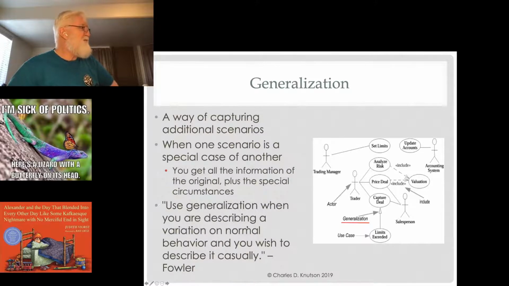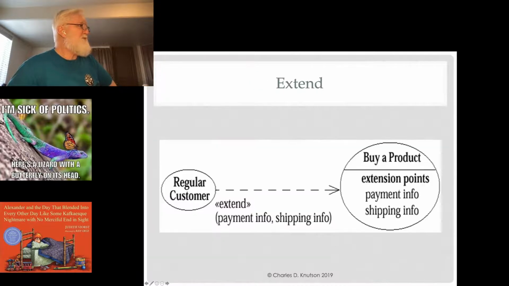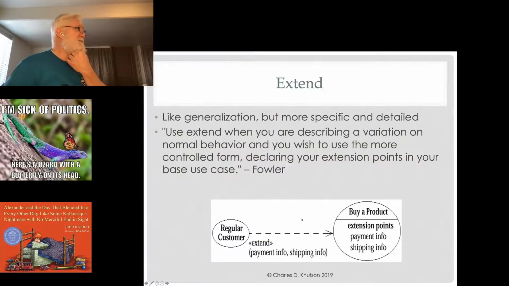Use generalization when you're describing a variation on normal behavior and you wish to describe it casually. Fine. Cool. When one's a special case of another. This is the extend we talked about, when you've got a variation of normal behavior and you want to use this more controlled form. So that's kind of what extension is all about.